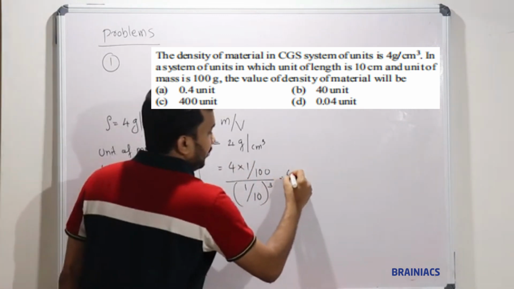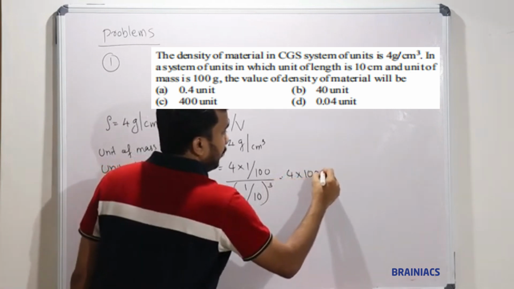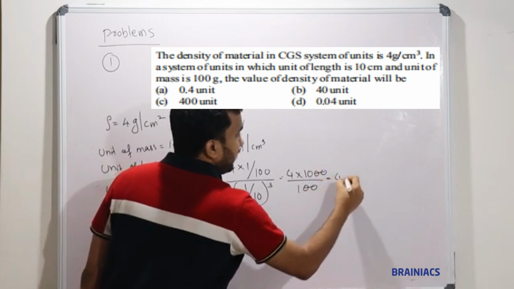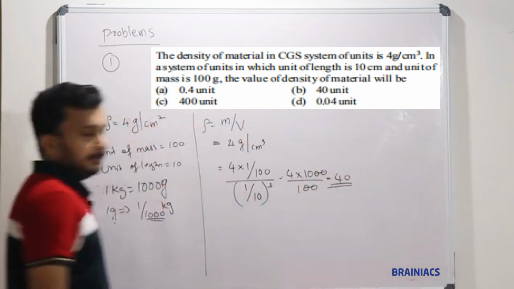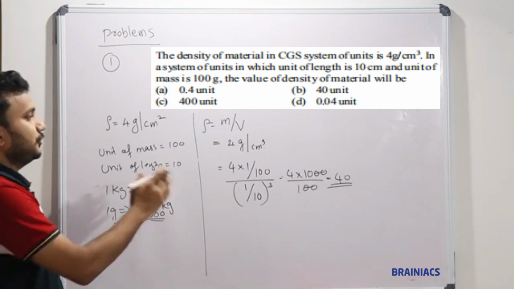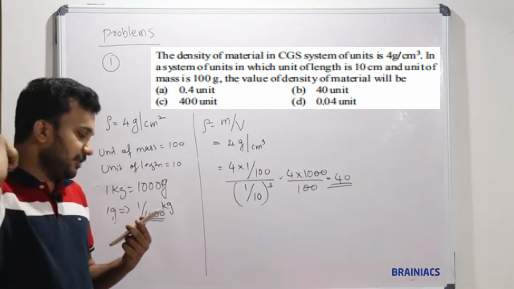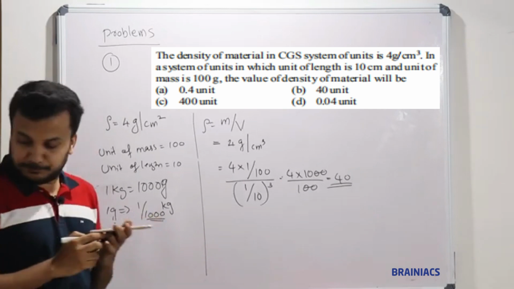So what will happen? We get 4 into thousands divided by 100. 2 zeros get cancelled. The answer is 40 unit. The answer is 40 unit for this question. It's matching, right, with our option number B. It is 40 unit.